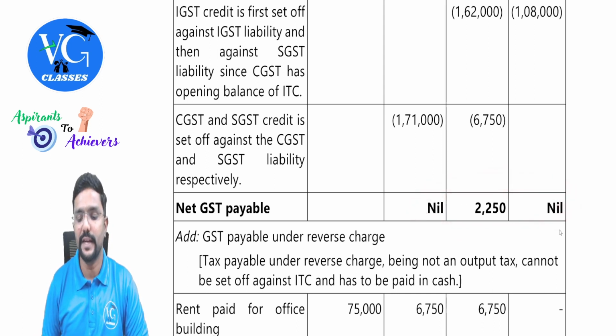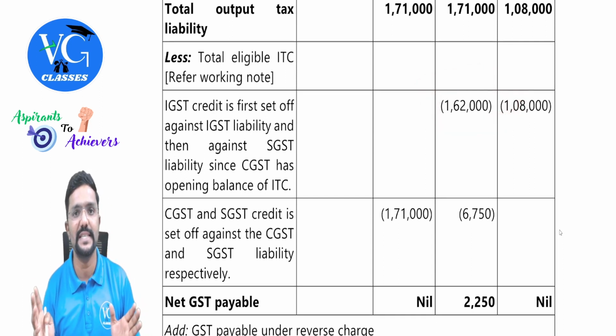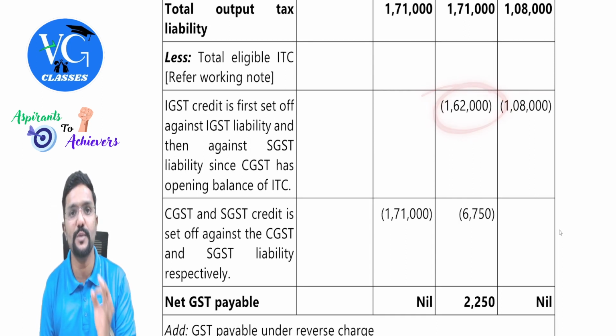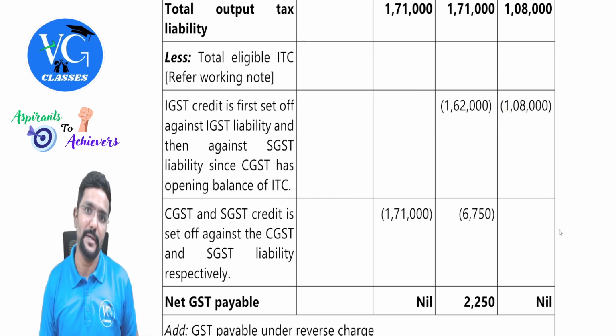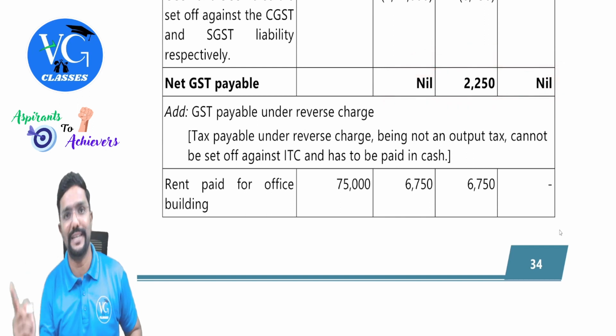Please be careful, sir. Here, can I take 1,62,000 equally, or can I share it between CGST and SGST? No, guys. It will not be the right decision, because you need to adjust this in the most beneficial manner to the supplier. Okay, fine. We'll move forward. So this is with respect to output tax.